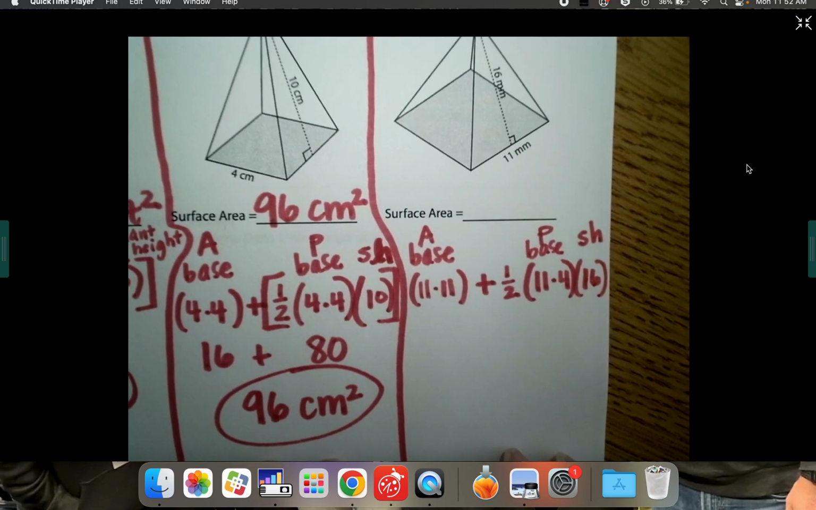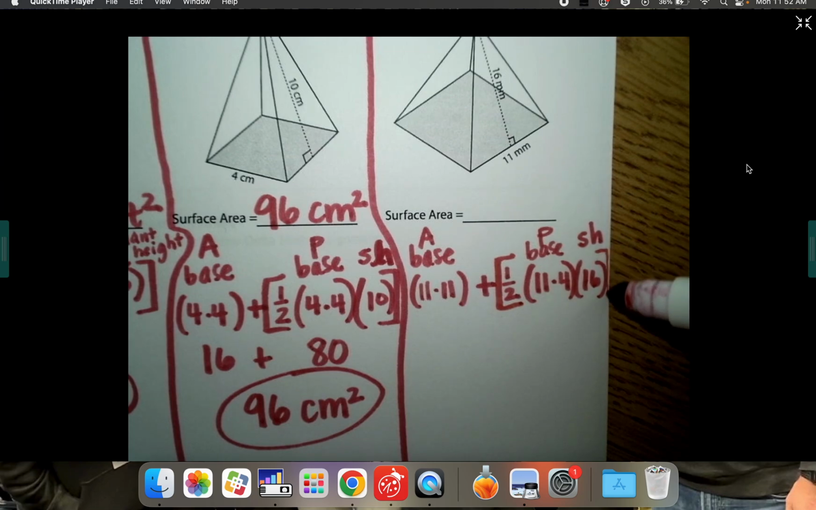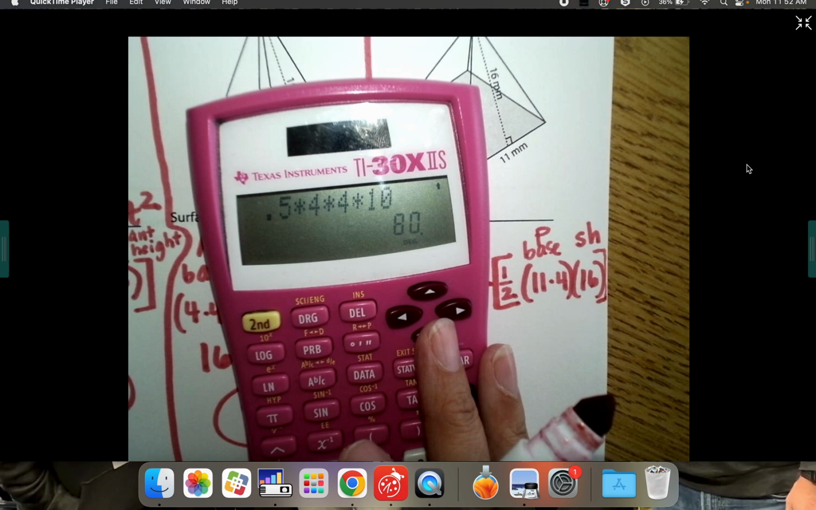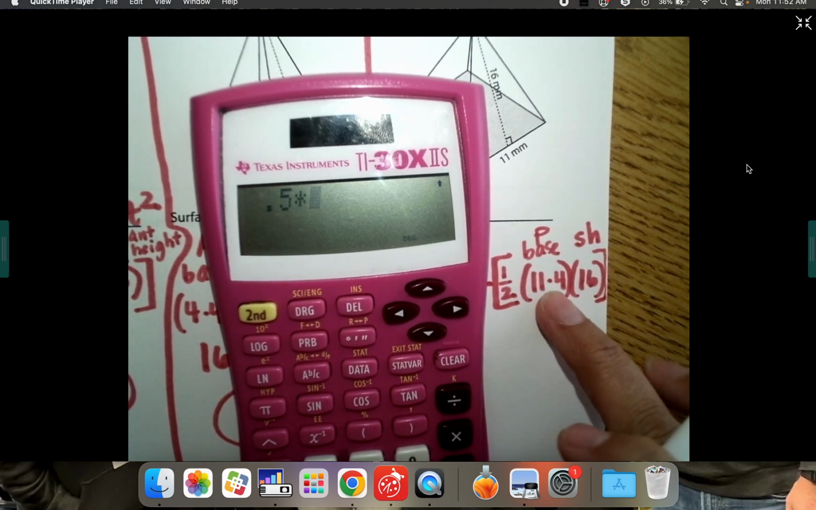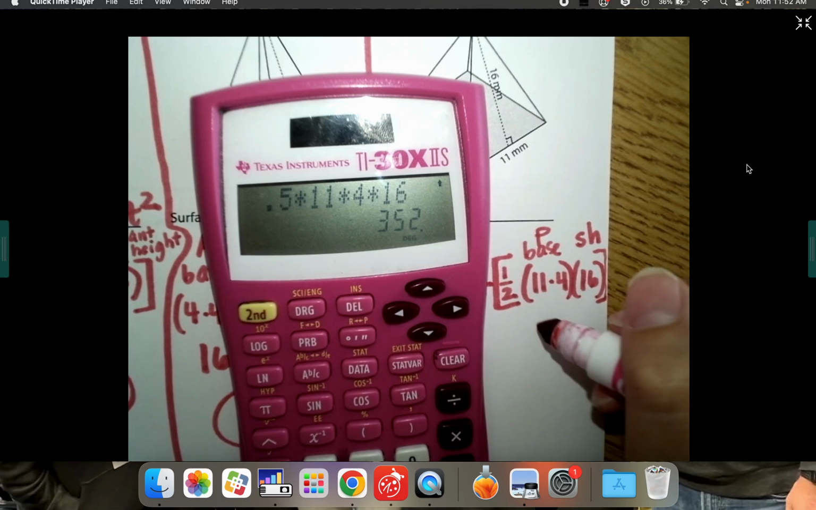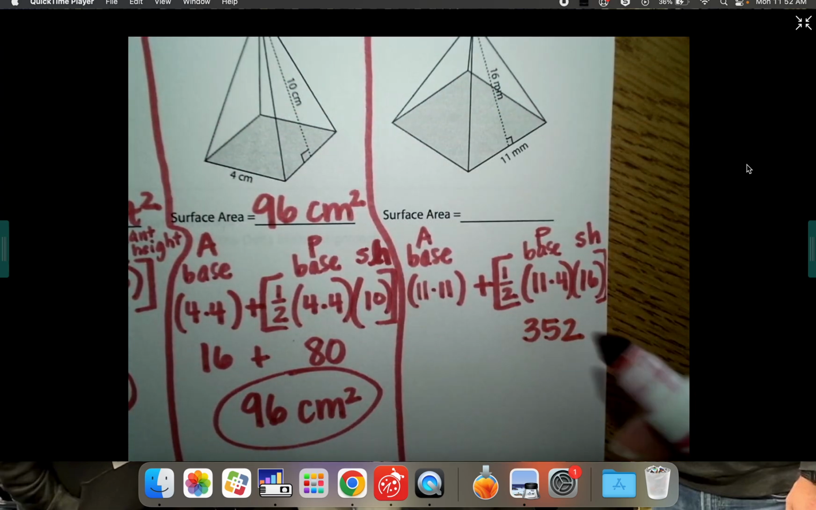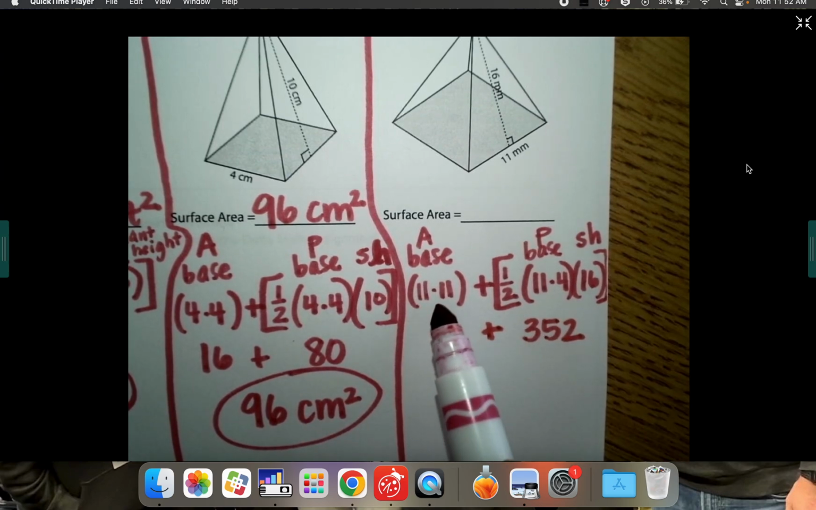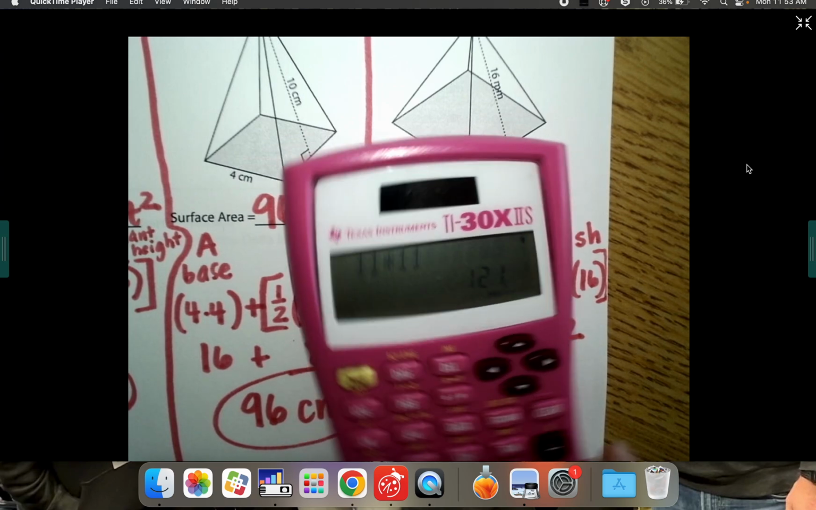So in my calculator, I'm going to do all of this first because order of operations tells us to multiply first. So we are going to do half, which is 0.5, times 11 times 4 times 16, and I got 352 over here. Okay, and then I'm going to come back here and add whatever 11 times 11 is, which I think is 121. Yes.